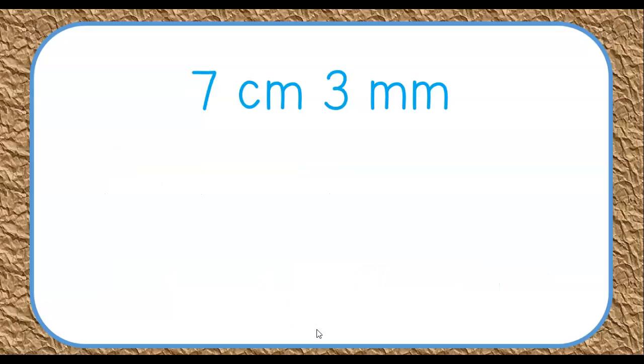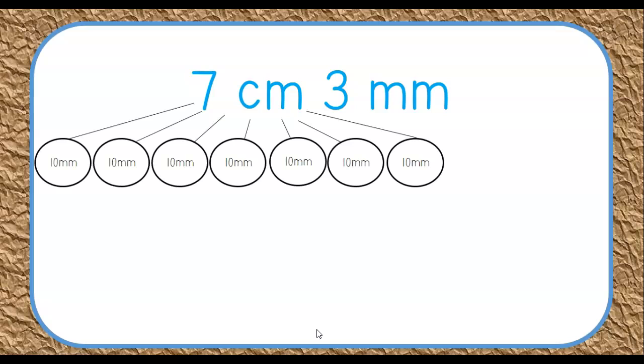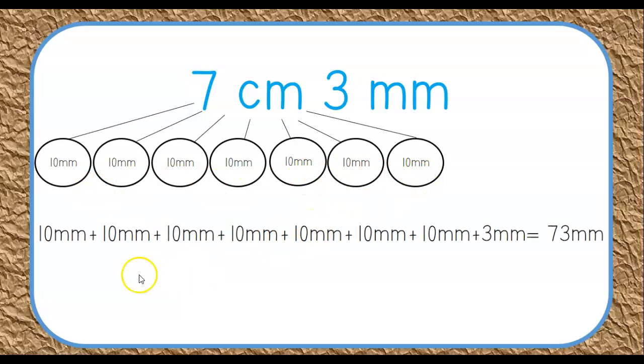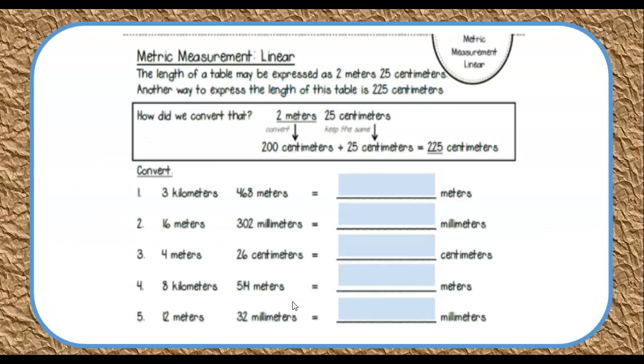Here I have 7 centimeters, 3 millimeters. So I'm going to have 10 millimeters 7 times. Okay. My number sentence looks like this. 10 millimeters 7 times, add that together, and then I have to remember to add on that 3 millimeters that's already there, which gives me 73 millimeters. Or I can write it like this. I know this is 10 7 times, which is 70 millimeters, plus 3 millimeters equals 73 millimeters.